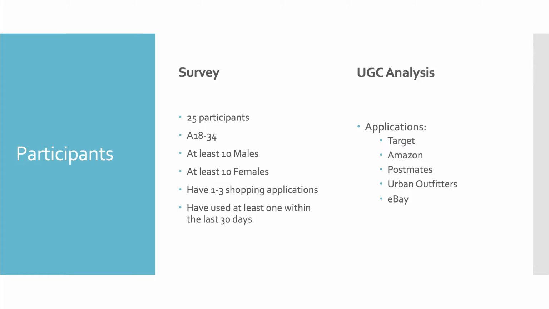So for the survey, I'll have 25 participants between the ages of 18 and 34, hopefully split between male and females evenly, at least. And then they must have at least 1 to 3 shopping applications installed on their phones, and they must have used them at least once within the last 30 days. And the applications I'll be analyzing feedback for are Target, Amazon, Postmates, Urban Outfitters, and eBay.